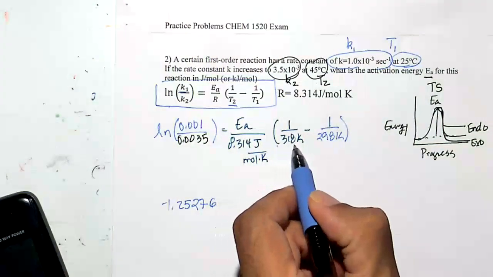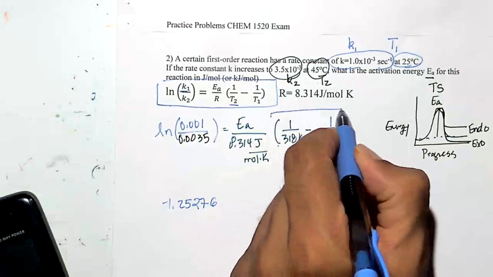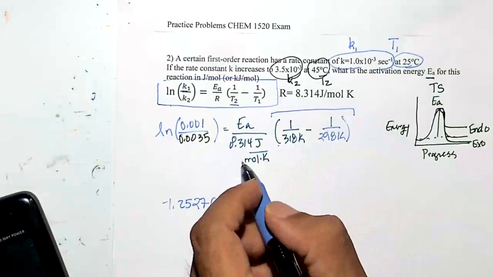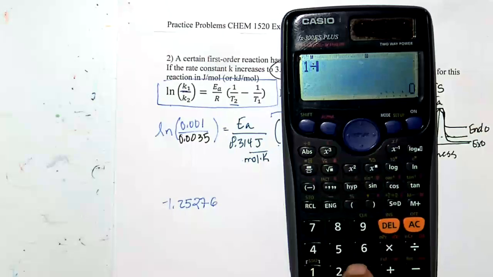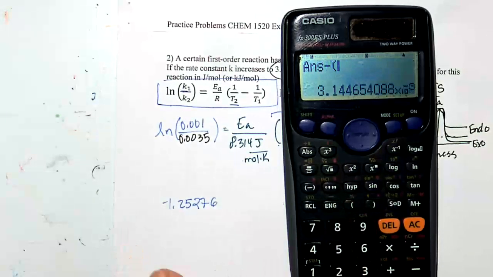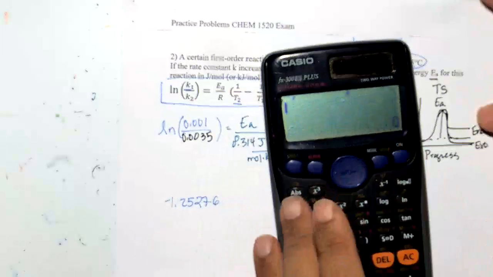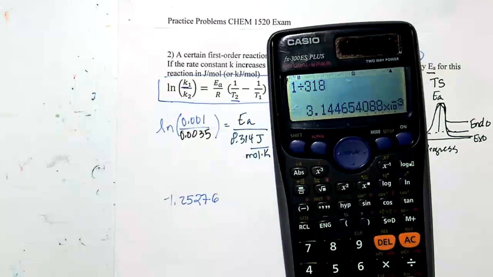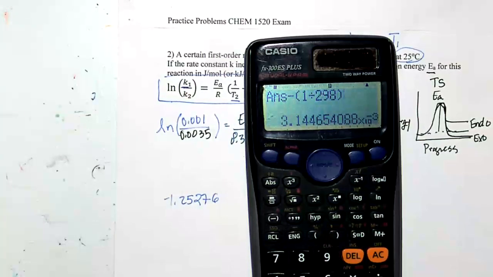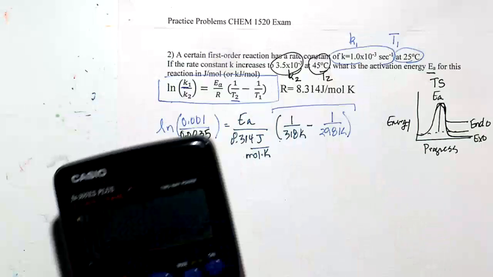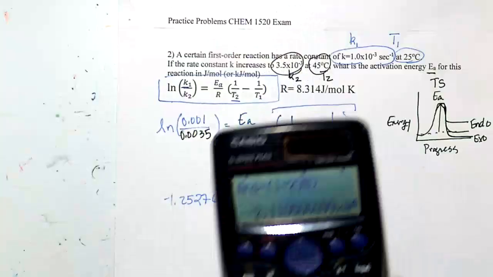All right, I'm going to do 1 over 318 minus 1 over 298, and I'm going to take that calculator output and divide it by 8.314. Okay. So 1 over 318 minus parentheses 1 over 298, close those parentheses, equals this number. Okay, this minus 2.1105 is equal to this, divided by 8.314.